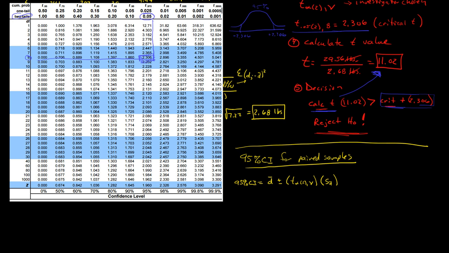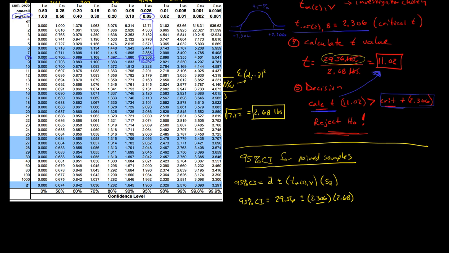Okay, so when you plug and chug this, the 95% CI equals this D bar, by the way, 29.56, which was our D bar, plus or minus the product of 2.306 multiplied by the standard error of the mean differences, which was 2.68. Where did these values come from?